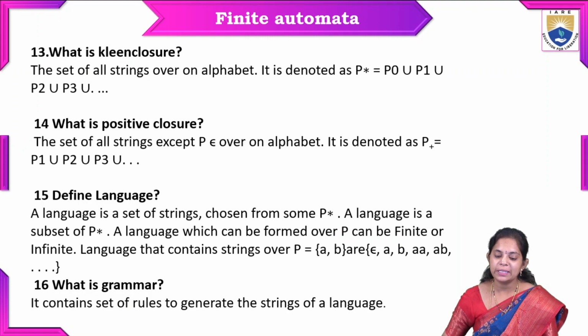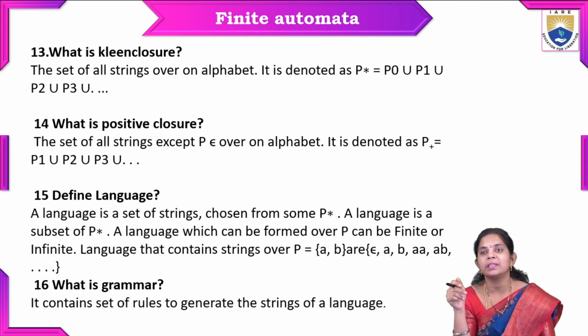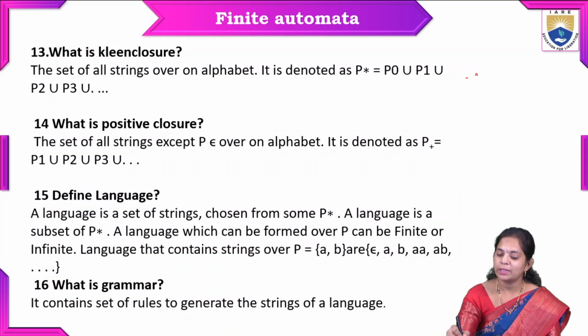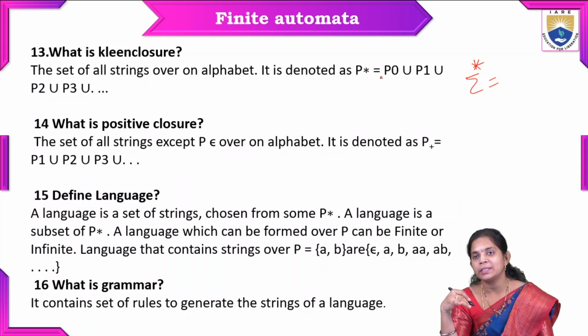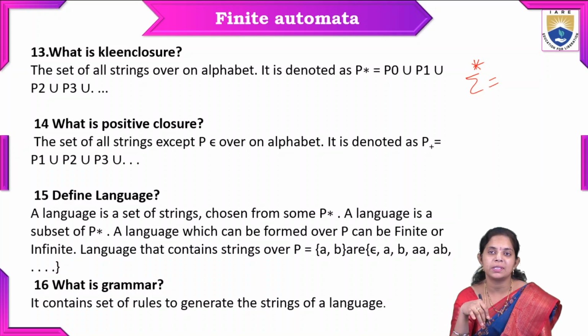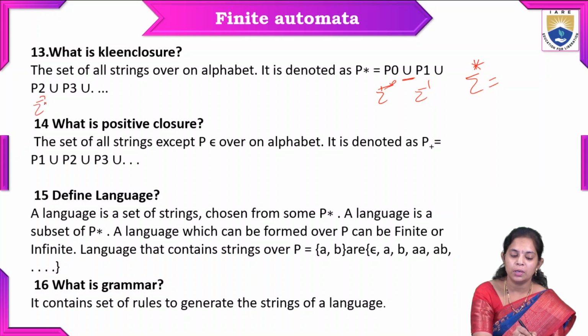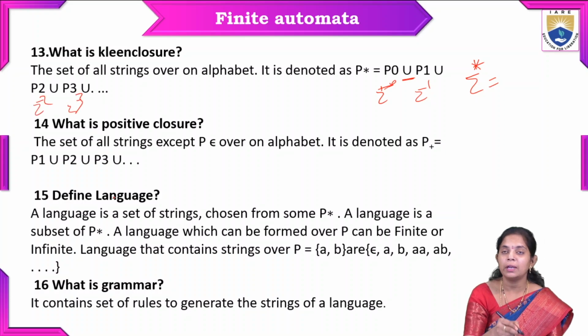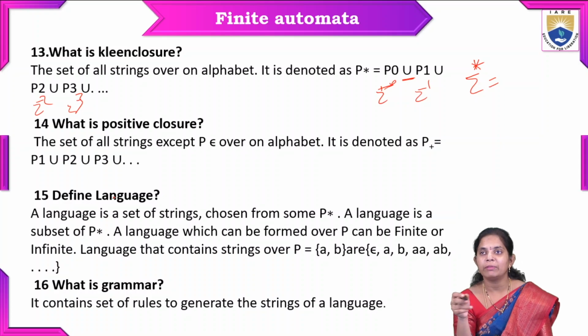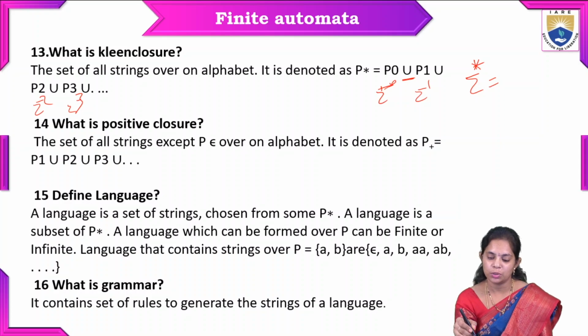So what is meant by Kleene closure? Till now we have seen the powers of the alphabet, so the Kleene closure represents sigma star. It represents all of them together. That means sigma 0, sigma 1, sigma 2 and sigma 3. We combine all of these together and name it the Kleene closure.